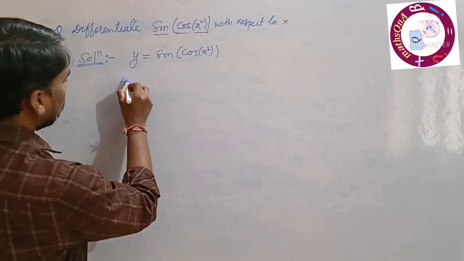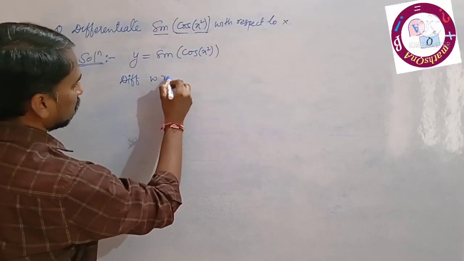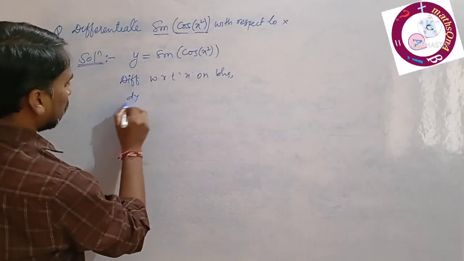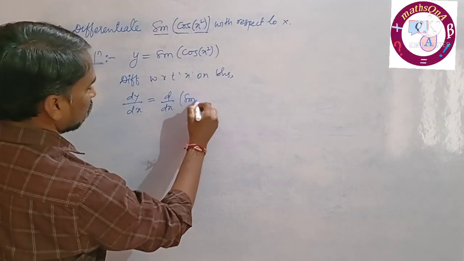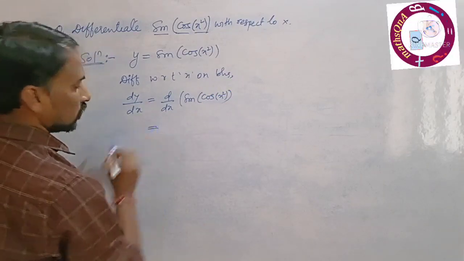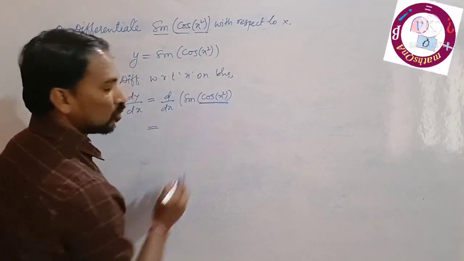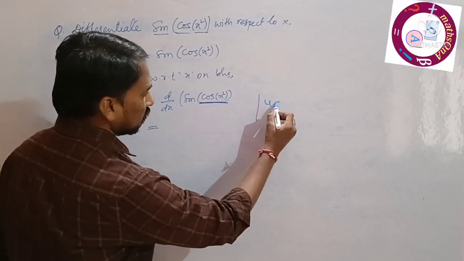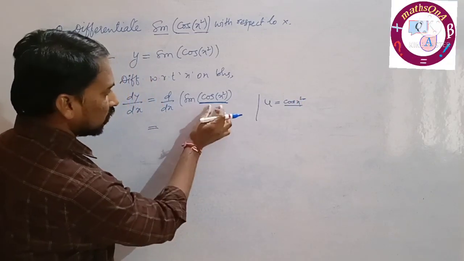Now differentiate with respect to x on both hand sides. So derivative of y with respect to x is equal to derivative of sine of cos x square. Okay, first of all we have to consider this total function as u. If I consider u is equal to cos x square, then the given function becomes sine u.